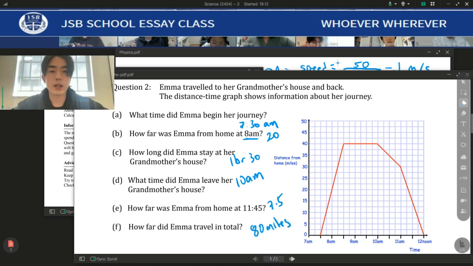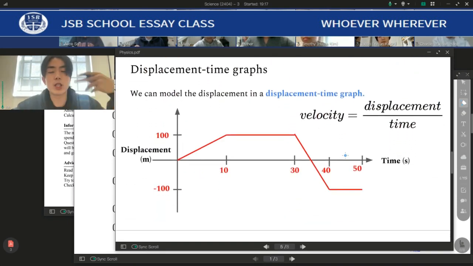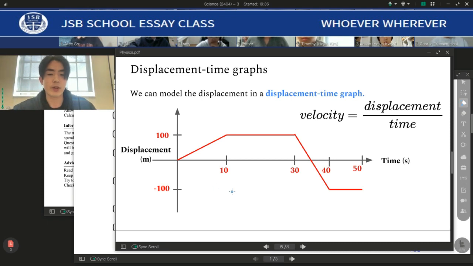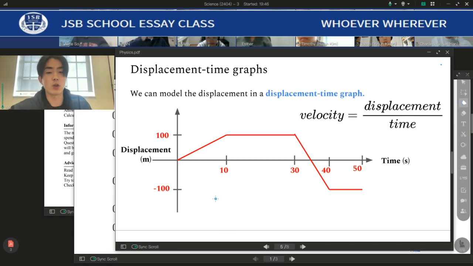So let's carry on. Now we're going to move on to a different graph called a displacement time graph. On the y-axis we have displacement. We looked at displacement last lesson briefly, but just a quick explanation. Distance and displacement are the same thing. The only difference is that distance just has something called a magnitude.